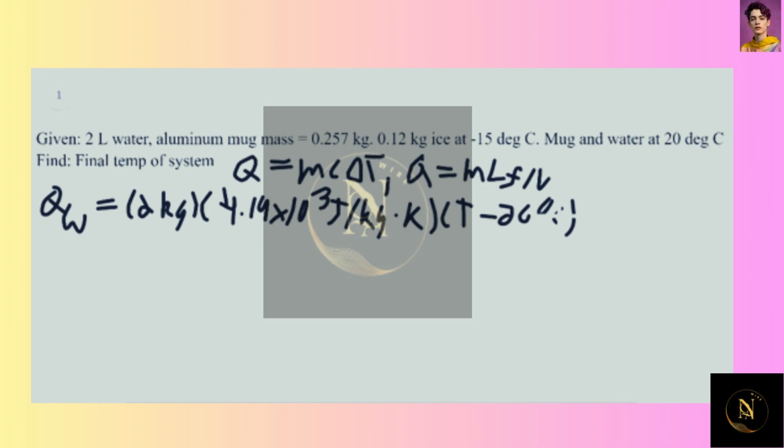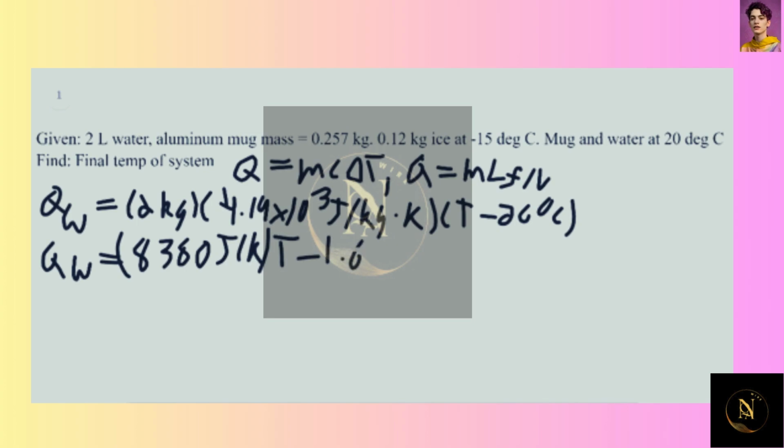And if you plug that in and solve, you get an expression. You get 8,380 joules per K times T minus 1.676 times 10 to the 5th joules. So now we can go on. That's water. We can do the mug now.